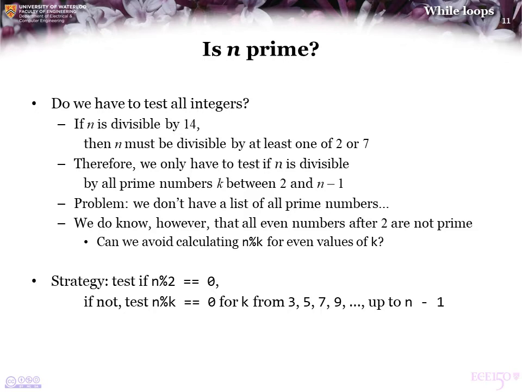However, if n modulo 2 is not equal to 0, then we will go on and test if n modulo k is equal to 0 for all values of k starting at 3, then 5, 7, 9, and so on, all the way up to n minus 1.